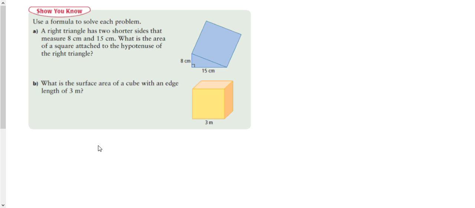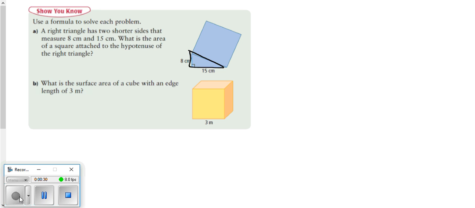Okay, this is section 3.4 from your Math Links 9 textbook on applying exponents in context. The two Show You Knows ask you to use a formula to solve the problem. The first one says a right triangle has two shorter sides that measure 8 centimeters and 15 centimeters. Here's your right triangle right here. It says, what is the area of the square attached to the hypotenuse?